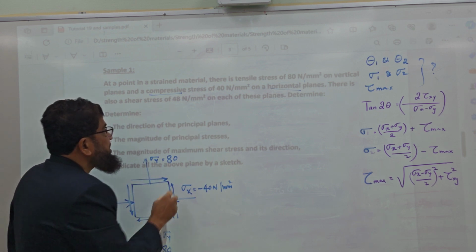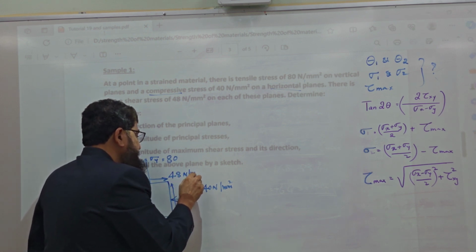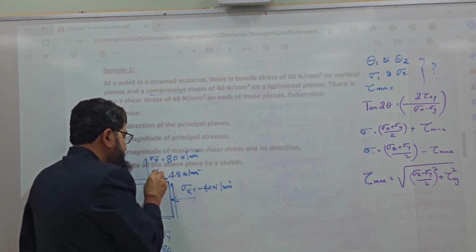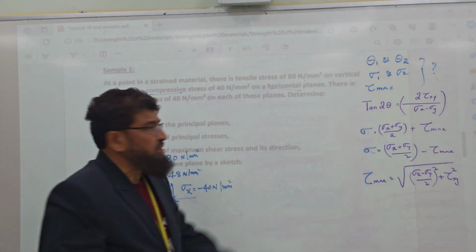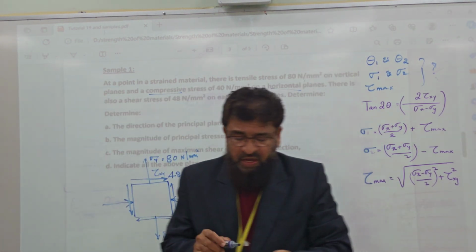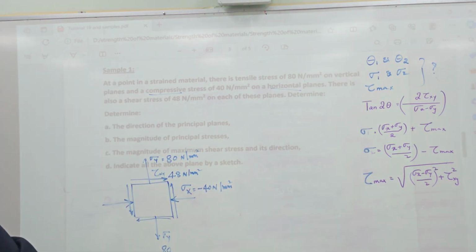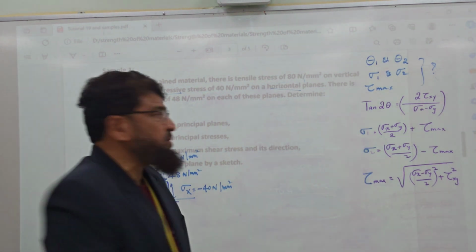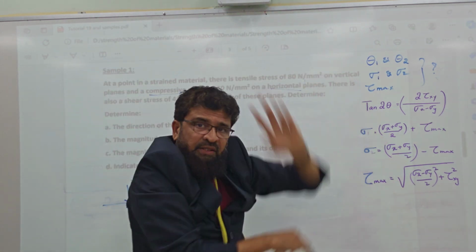Now this is how much? This is 48 Newton per millimeter square. What is this? This is tau xy. So now all information is there. Now he wants us to find out the same things, okay? That is theta 1, theta 2, sigma 1, sigma 2, tau xy, all this stuff he wants us to find out. Now let's try to do it, okay? First let's try to find out what? Theta planes, okay? Easy job.